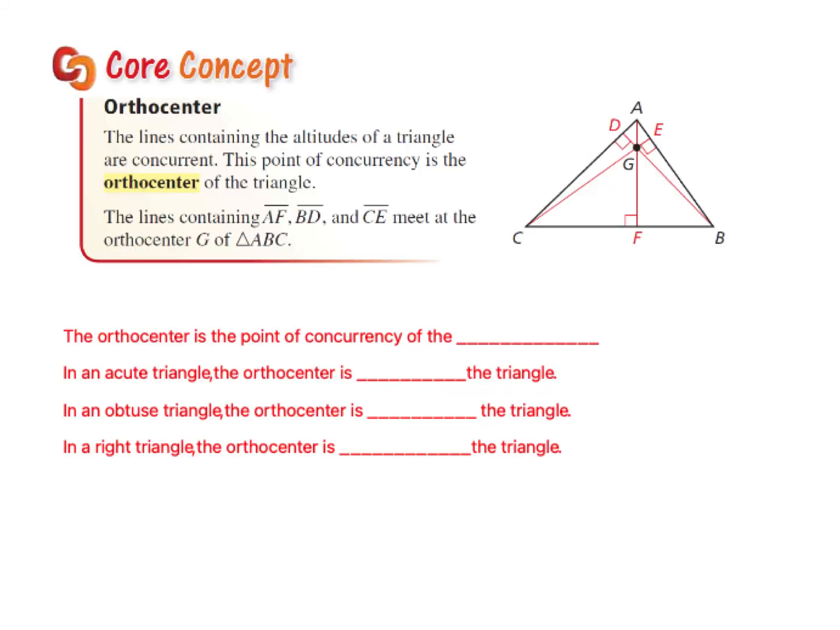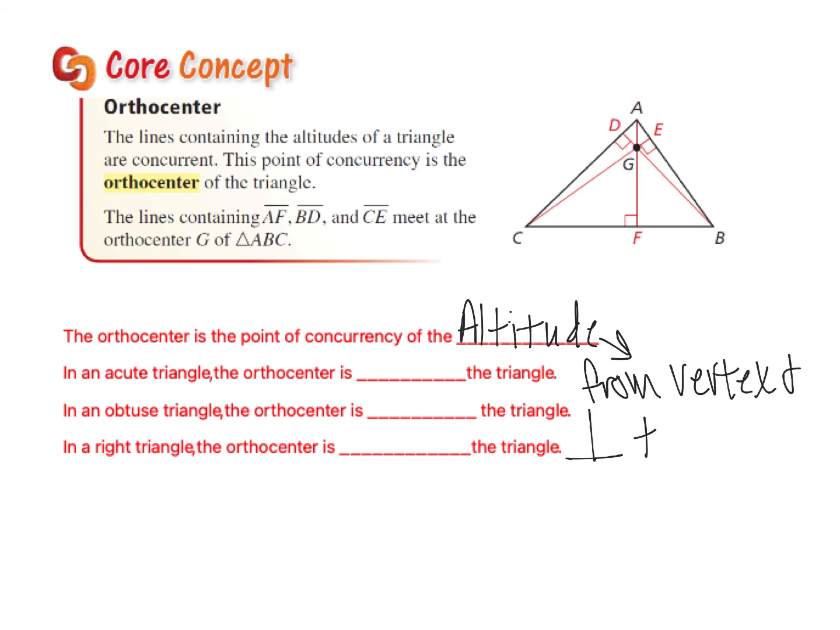Okay, so the orthocenter is basically the point of concurrency for the altitudes. Remember, the altitude goes, just a reminder, from a vertex and is perpendicular to the opposite side.